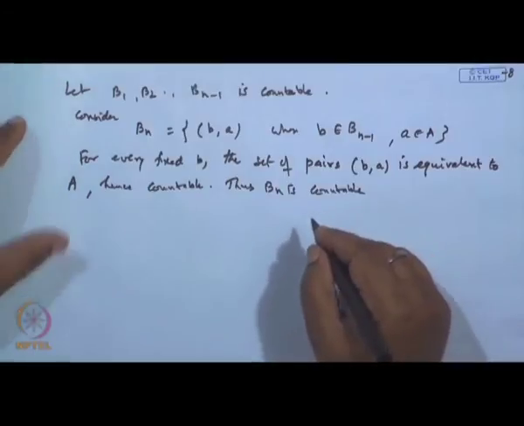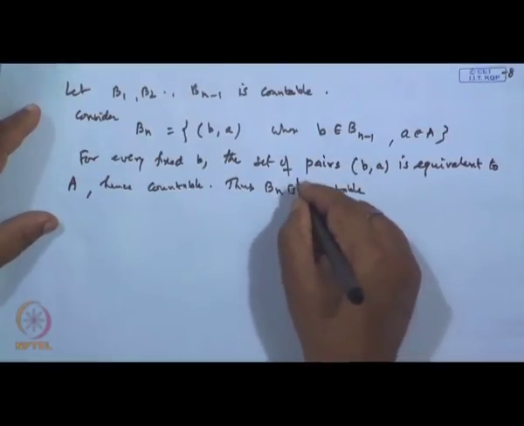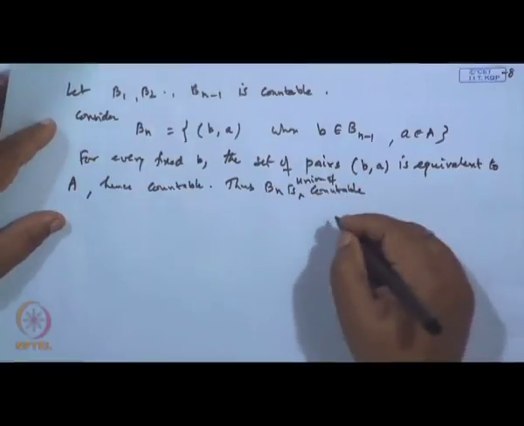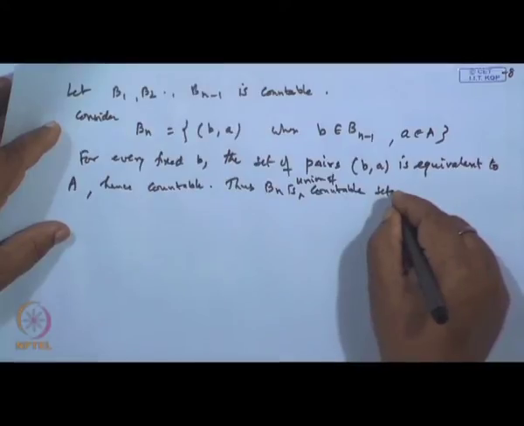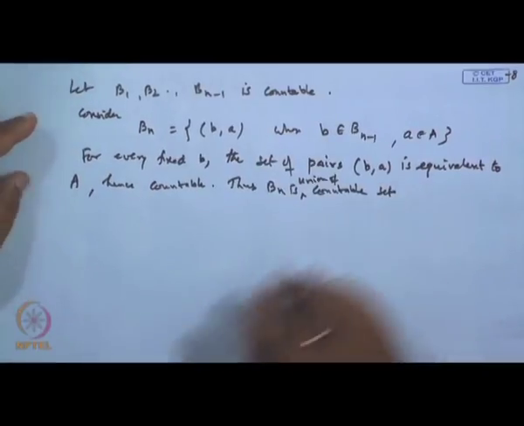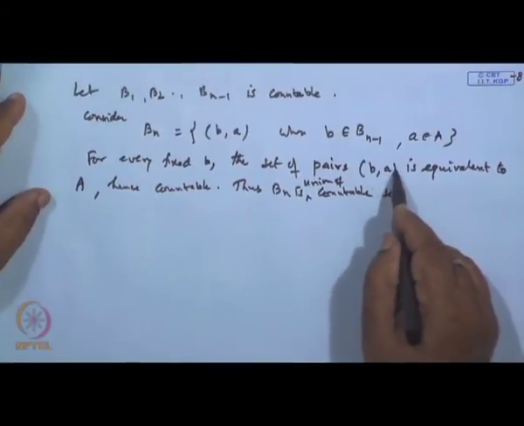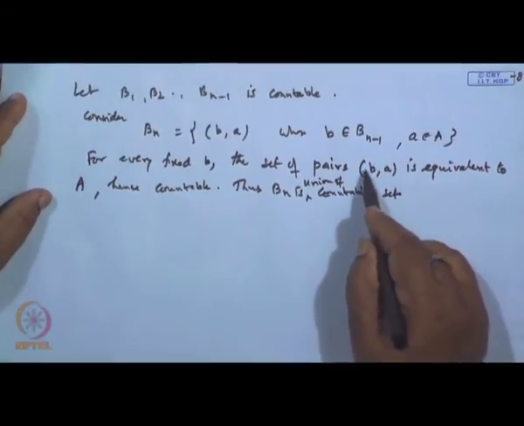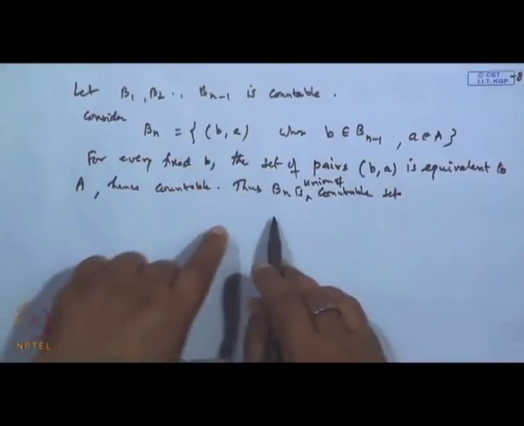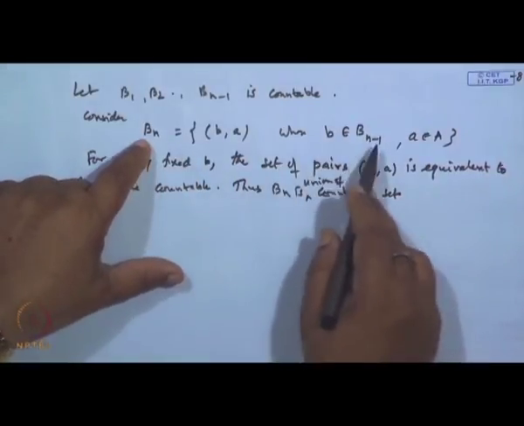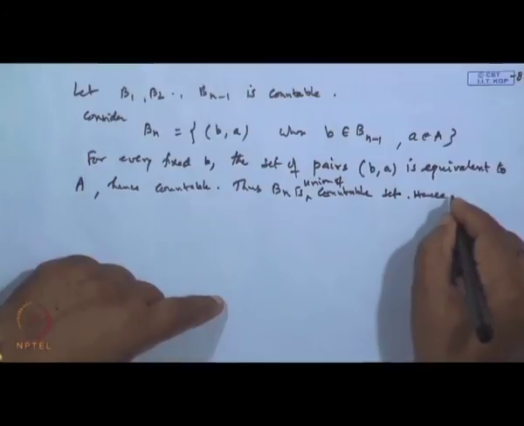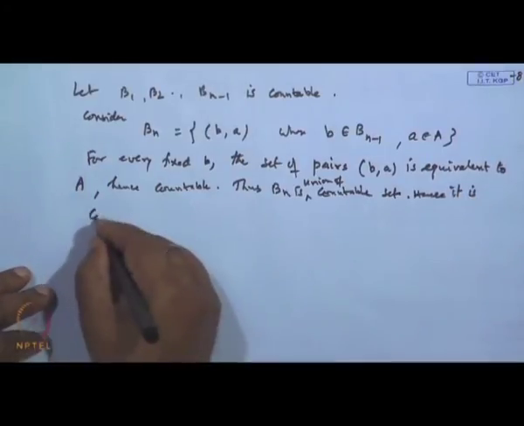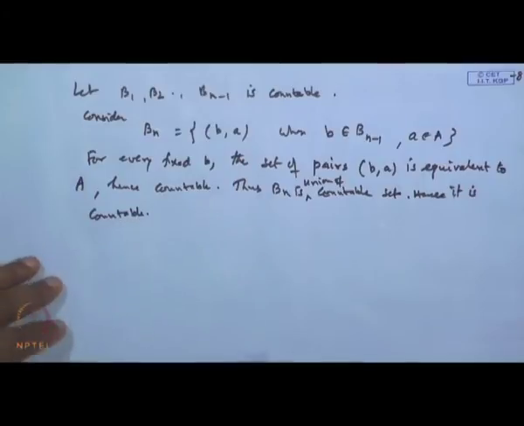Union of Bn is a union of a countable set, because A is countable and you are fixing Bn minus 1, which is also countable. So, basically Bn is the union of the countable sets Bn minus 1 and A. So, hence it is countable, by the previous result. Therefore, Bn is countable. So, this proves the theorem.